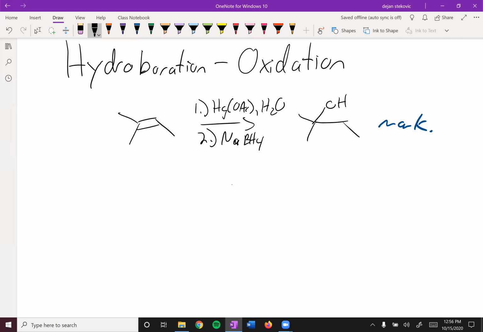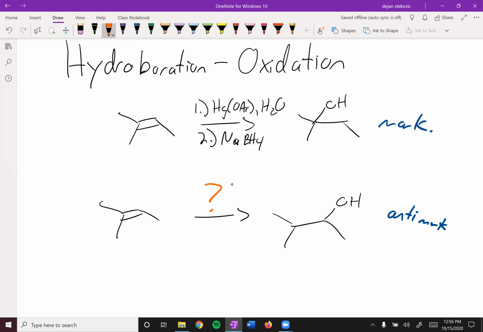And so naturally you might be thinking, well, what if I wanted to take an alkene, react it with something, and get anti-Markovnikov addition? Could we do this? And if so, what reagent would we use? And so naturally the answer is yes, we can do this.